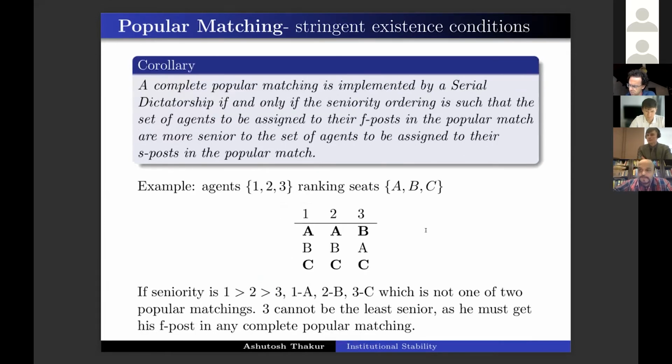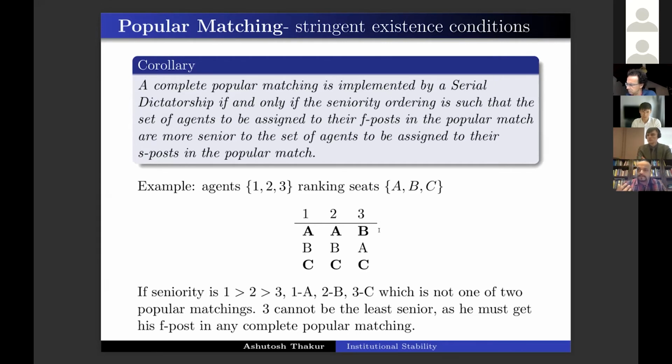And so thus far, these were restrictions over preferences, what preferences can look like. Even if you fix a particular type of mechanism, you have further restrictions. For example, if you're trying to implement a complete popular matching with a serial dictatorship, it needs to be the case that the people who are getting their F posts in this popular matching have to be more senior than the people getting their S posts, right? So here, again, the F and S posts are in bold. If you have the seniority ranking that 1 is more senior than 2 and 3, you get A, B, C. But what's the problem here? Well, in any of the 2 popular matchings here, person number 3 needs to get B. And hence, he has to be more senior than the people getting their S post, right?